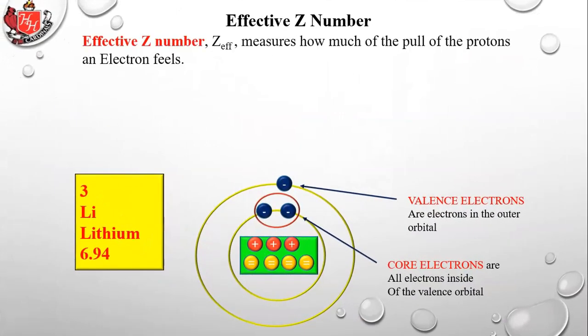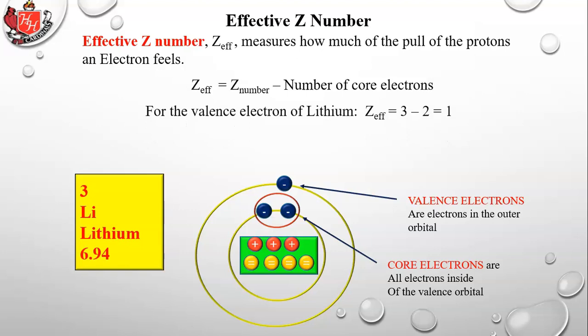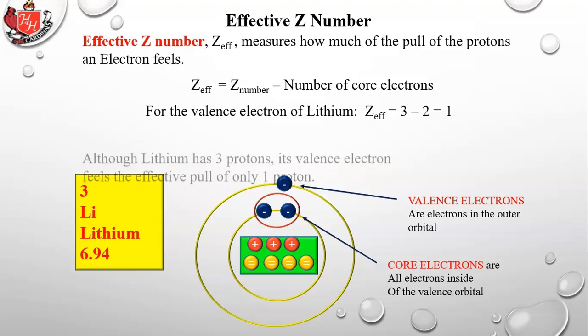The effective Z number, Z subscript EFF, that means Z effective, measures how much of the pull of the protons an electron feels. And it's a very simple formula. Z effective equals the Z number, which for lithium is 3, that's how many protons it has, minus the number of core electrons. And it has 2 core electrons. So it's a simple formula. Z effective equals 3 minus 2 equals 1. So lithium has a Z effective number of 1.